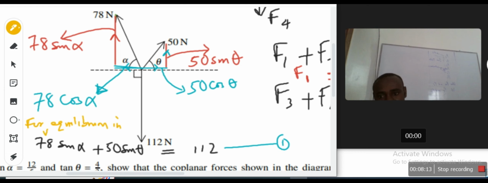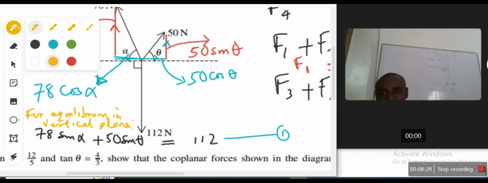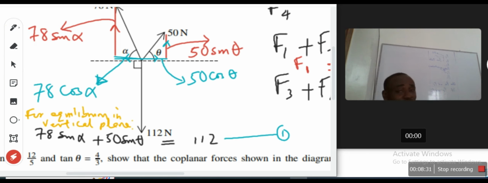In vertical plane. Alright, you have this. Now for equilibrium in the horizontal plane, what do you have? No, that's the ones that are in the horizontal. Okay, tell me. 78 cos alpha must be equal to 50 cos theta, isn't it? Do you agree? Yeah. 78 cos alpha is the one to the left, 50 cos theta is the one to the right.